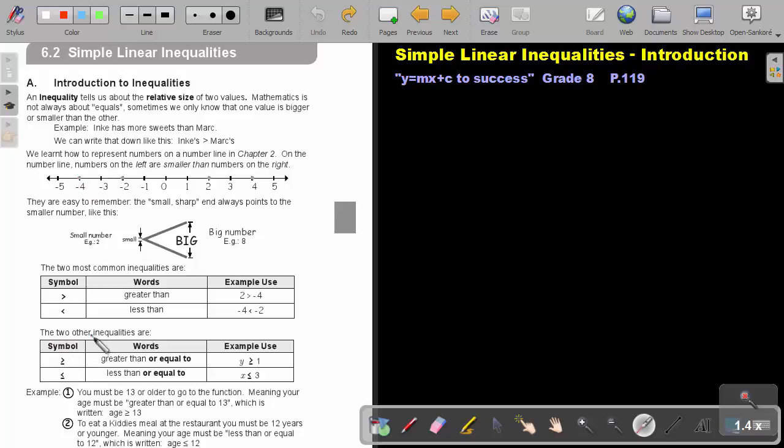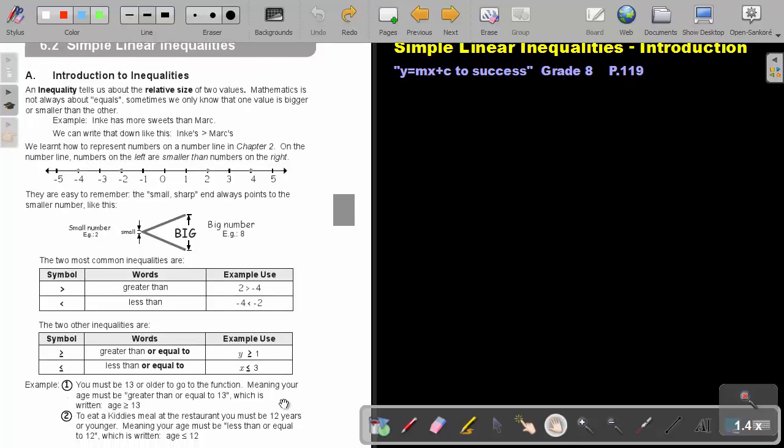Okay, the two other inequalities are greater than or equal to, y is greater than or equal to 1, and less than or equal to, x is less than or equal to 3. Let's look at two examples. You must be 13 or older to go to the function, meaning your age must be greater than or equal to 13 before you can go to the function. To eat a kiddie's meal at the restaurant, you must be 12 years or younger, meaning your age must be less than or equal to 12.